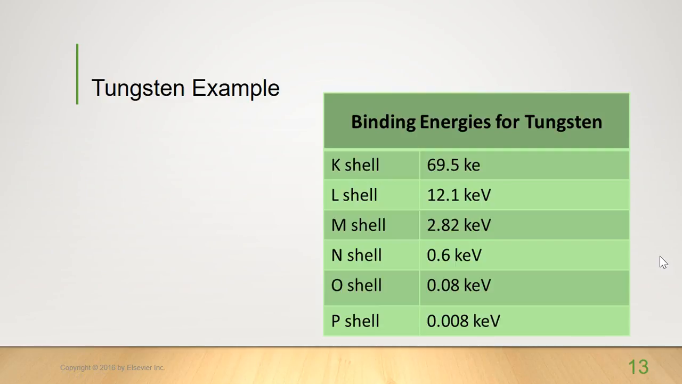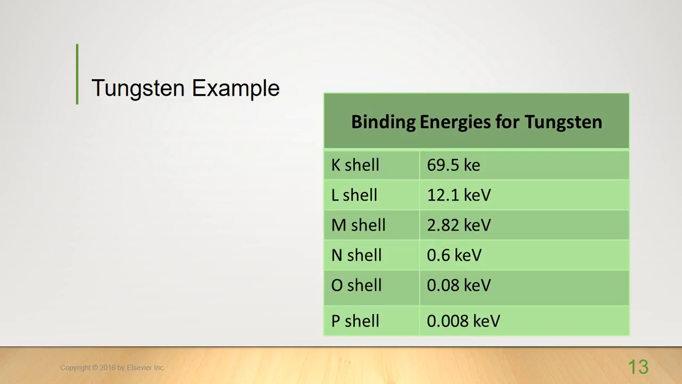So here's the example. Remember from Chapter 2, every orbital electron is held in orbit by binding energy. The closer to the nucleus, with the K shell being the closest, the stronger the bond. So the K shell in tungsten has 69.5 kilo electron volts.